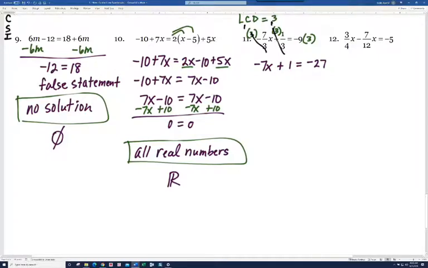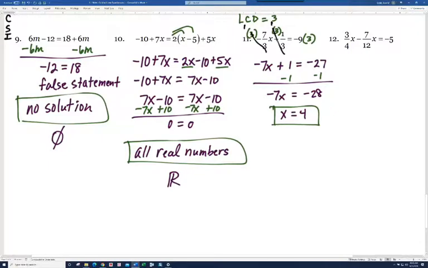So now we have a two-step equation. Again, if you think back to CSI, we've cleared fractions. We don't have any simplifying to do. And I is for isolate, we don't have x on both sides. In fact, as soon as we clear fractions, we have a two-step equation. So all we've got to do is subtract 1 on both sides. We get negative 7x equals negative 28. And then you can divide each side by negative 7, and that's going to be 4.